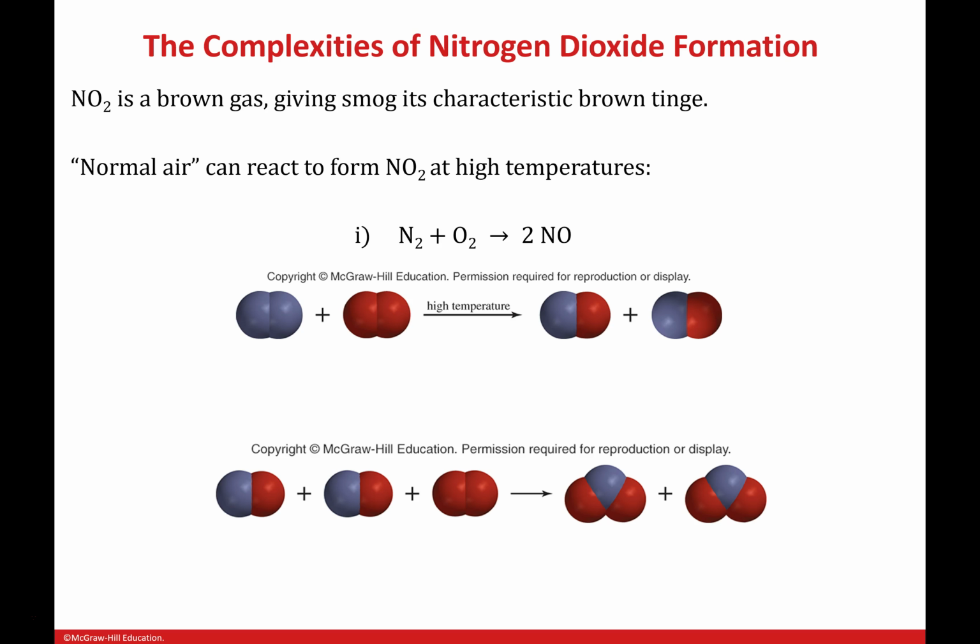Then we have a further reaction with NO. So here we have 2NO plus O2 goes to form 2NO2. So now here in this mix, not only do we have NO, but we have NO2. And that's what I said a minute ago, the NOx's are NO and NO2.